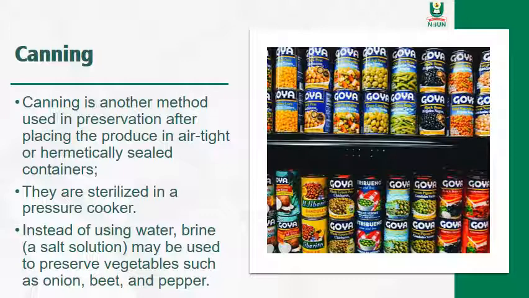Instead of using water, a brine solution, that is a salt solution, may be used. Concentrated salt solution may be used to preserve vegetables such as your green peas, onion, beet, and peppers. So this is how you can store them in cans.